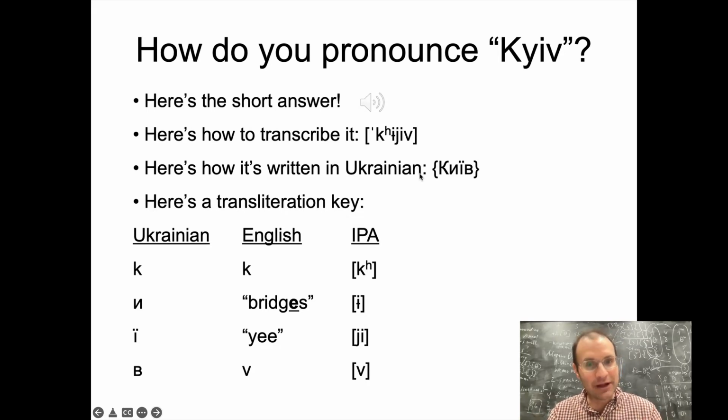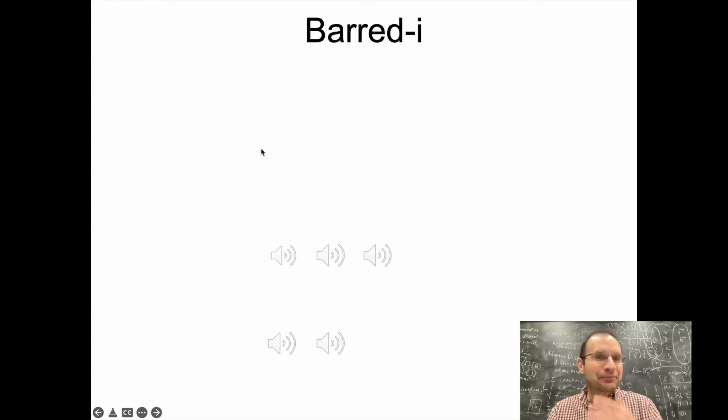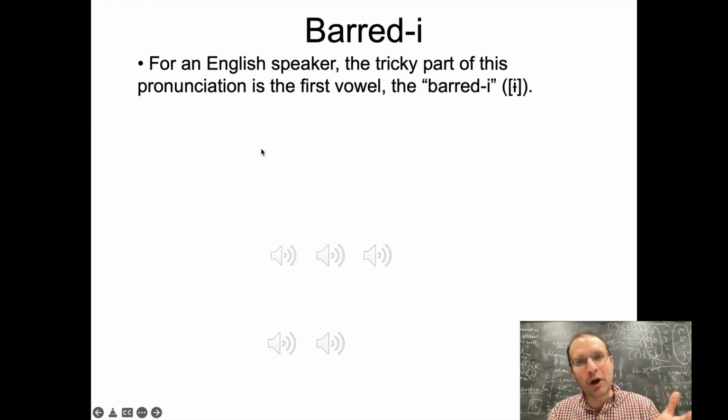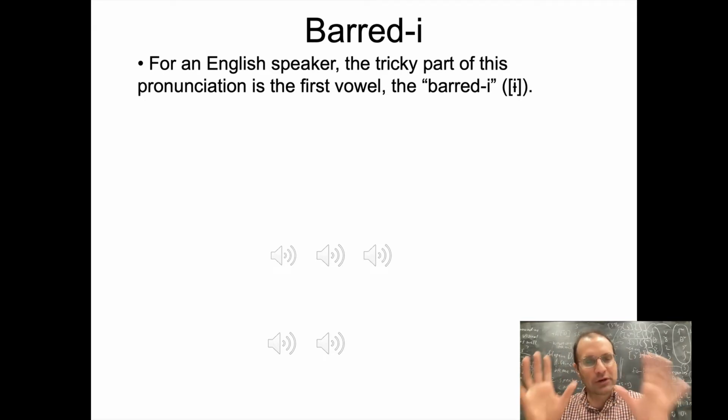I have a rudimentary knowledge of Ukrainian, and enough to know that it's not that easy to actually say this the way a Ukrainian speaker would if you're a native speaker of English. But again, it's Kyiv, Kyiv, like that. Okay, so the tricky part of this is this barred I vowel. And it's tricky for a couple of different reasons, quite frankly. Number one, we don't have it in the English phonemic inventory, so you're not used to saying it in a stressed or prominent context.